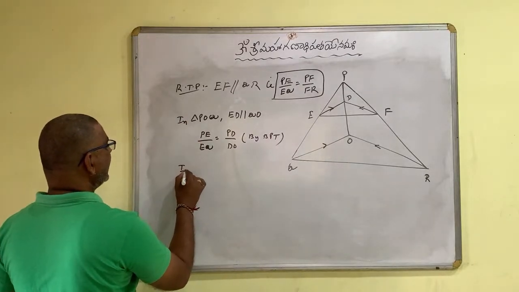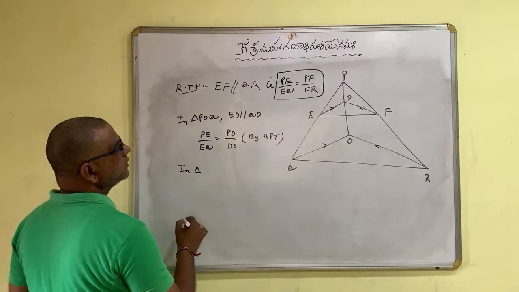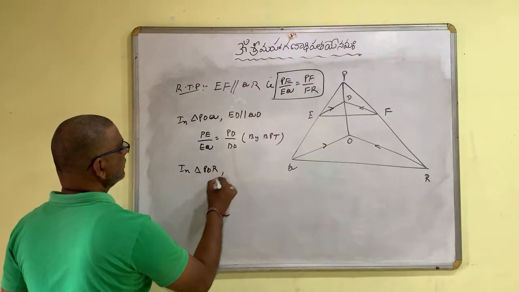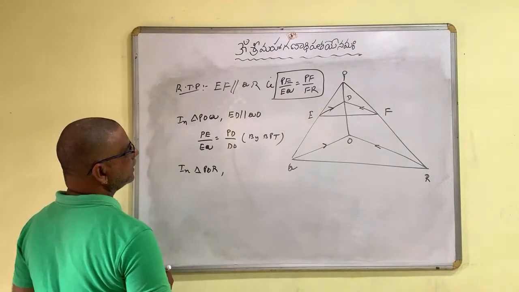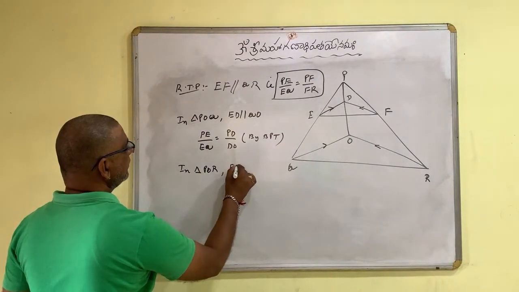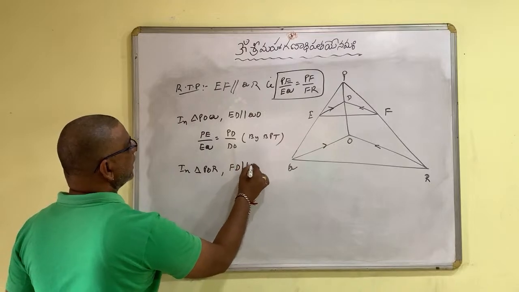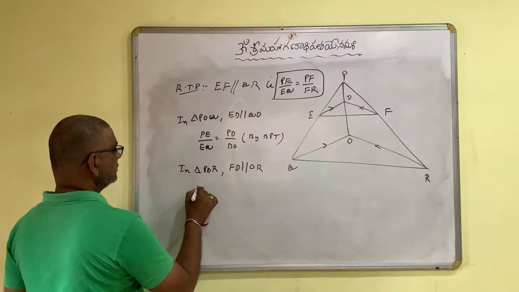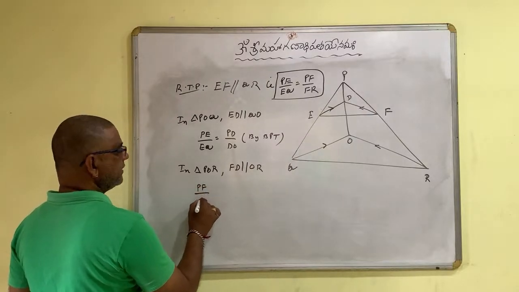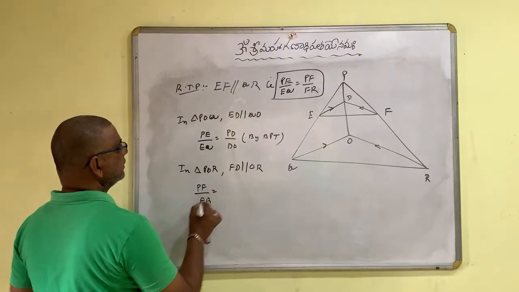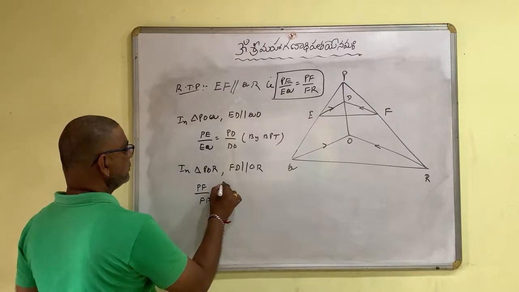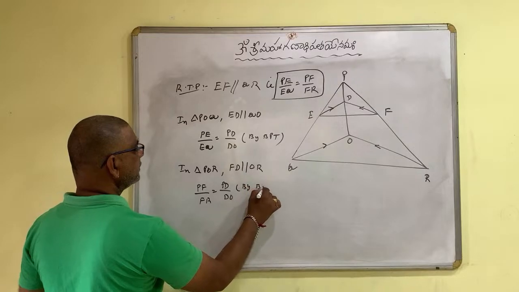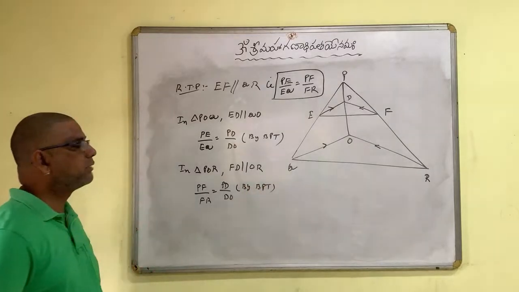Now in triangle POR, FD parallel to OR. So PF by FR equal to PD by DO, again by BPT.